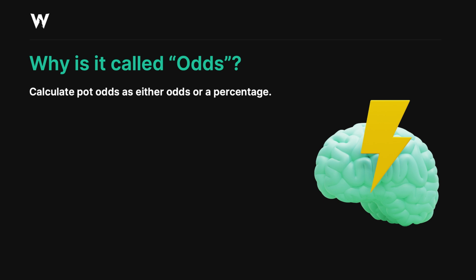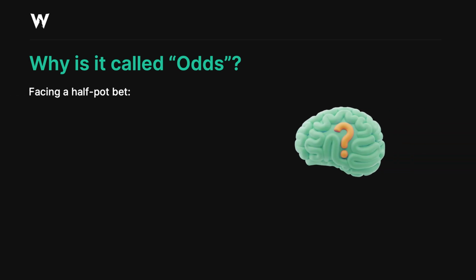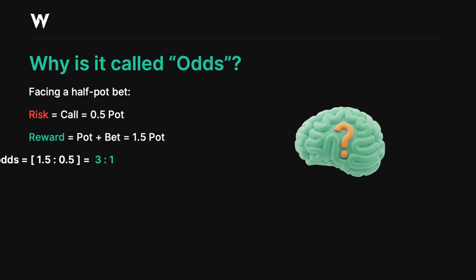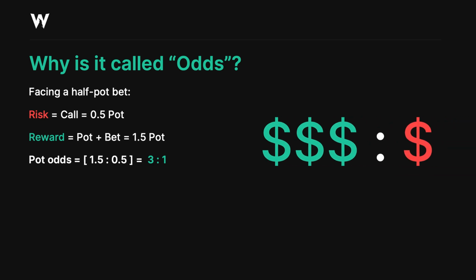Okay, but why is it called odds, but we're using it as a percentage? Well, you can use either. They both serve a good purpose. To calculate as odds, you simply use the equation reward to risk. Here's an example. You're facing a half pot bet. The risk is half a pot, and the reward is your opponent's bet plus the pot, 1.5. You're getting 1.5 to half or 3 to 1, which is just a fancy way of saying that the reward is 3 times greater than the risk.